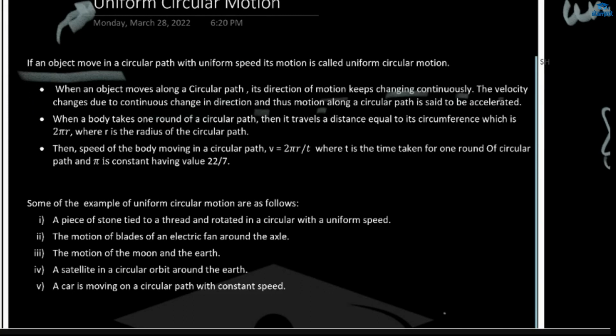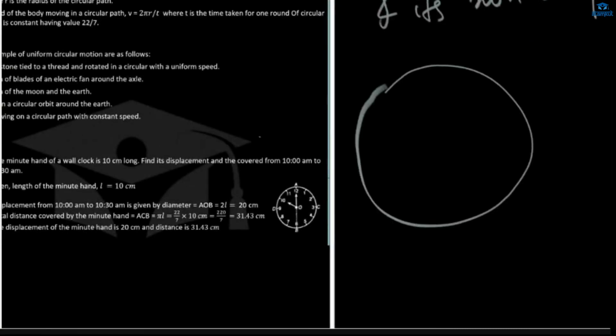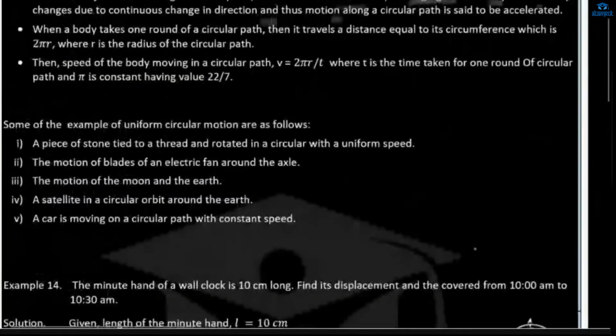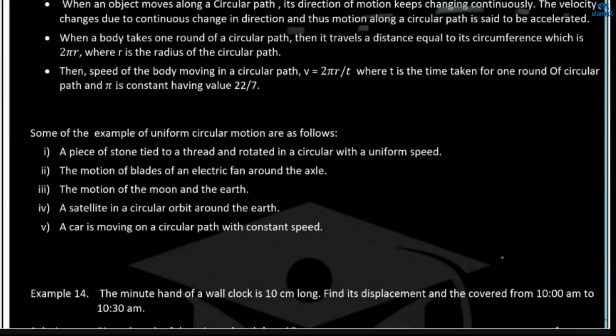If a body has traveled one round of the circular path, then the total distance is 2 pi r. There must be some radius. So 2 pi r will be the total distance, and the displacement we will call 0, because the body ended at the same place where it started.